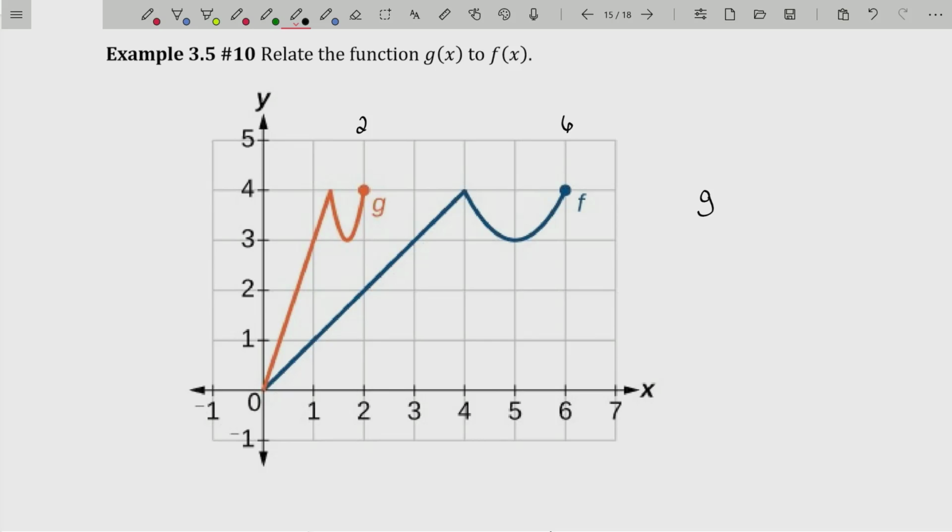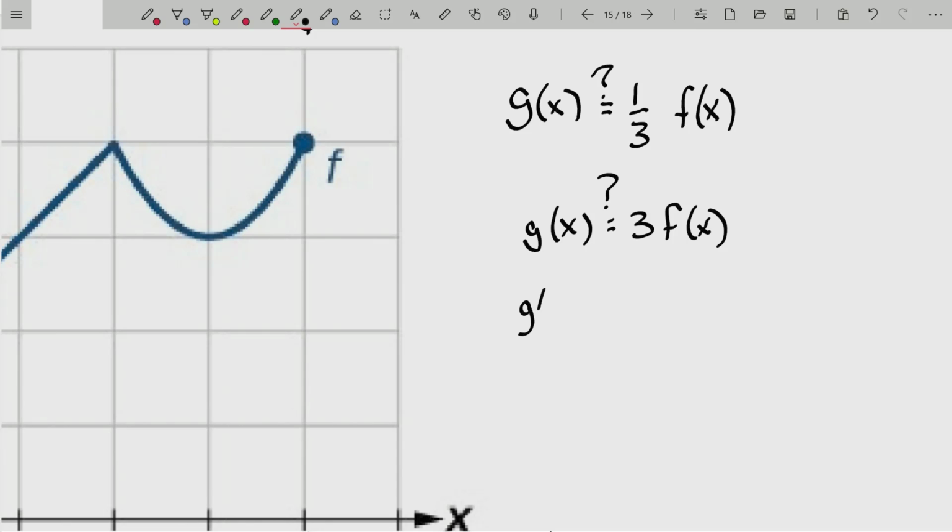But let me give you some options to think about. Is g of x equal to 1/3 of f of x? If so, why? If not, why not? Is g of x equal to 3 f of x? If so, why? If not, why not? Put a little question mark there. Is g of x equal to f of 1/3 x? If so, why? If not, why not? And finally, is g of x equal to f of 3x?